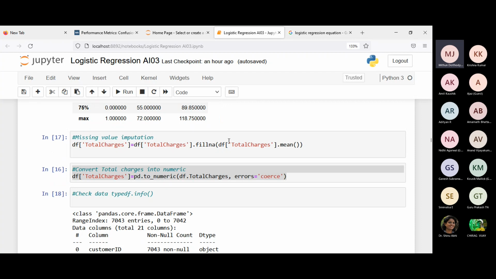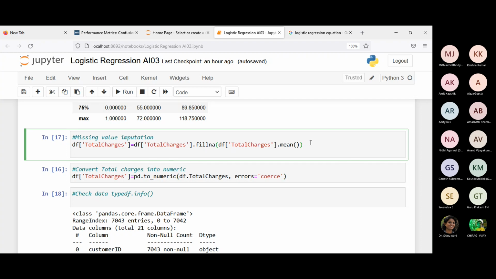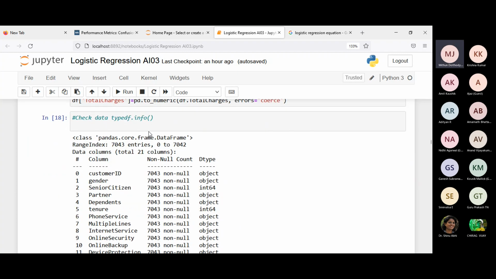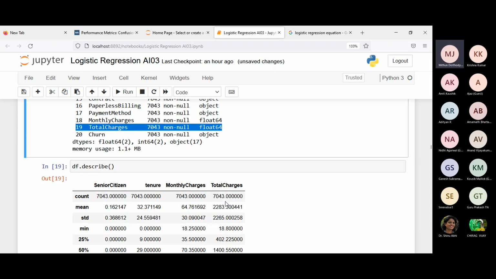So what did we do? We just use this function pd.to_numeric. Convert this into numeric. errors is equal to coerce. Correct? We literally forced it, and then we use the mean imputation to impute for 8 blank records. Are you able to understand this? 8 blank records. So missing value analysis. Then we reran the data.info. Correct? df.info. When I reran this, I was able to see that 19th variable total charges is no longer object. It is converted into a float. Are you able to understand this so far?